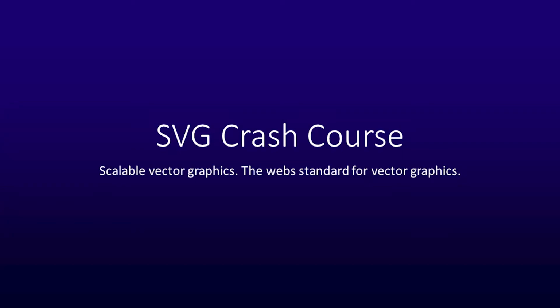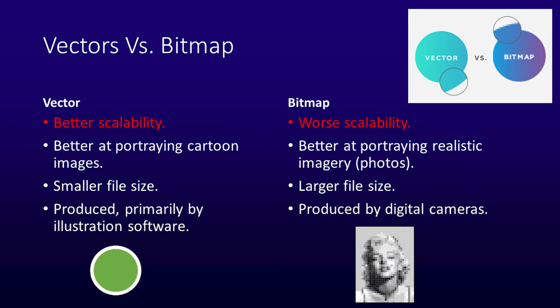Scalable vector graphics, or SVG for short, is the standard for making vector-based graphics on the web. In case you don't know what vector-based graphics are, they differ from bitmaps, the format for non-vector type images, and how they are much more scalable than bitmaps. This is because bitmaps are made up of innumerable pixels that when coalesced together form an image.